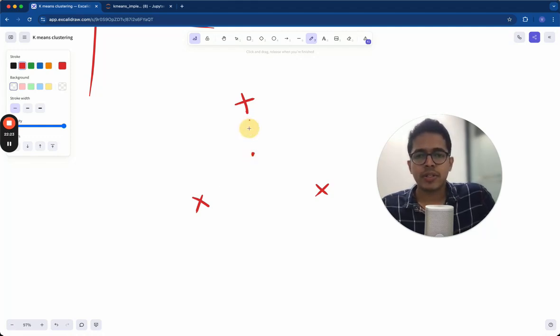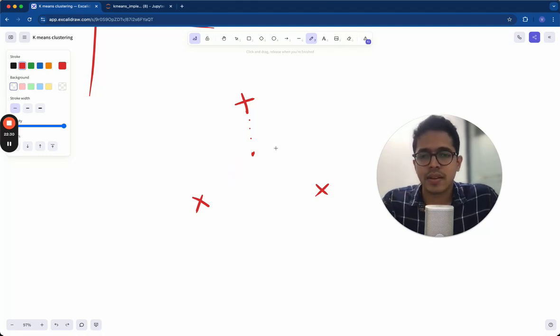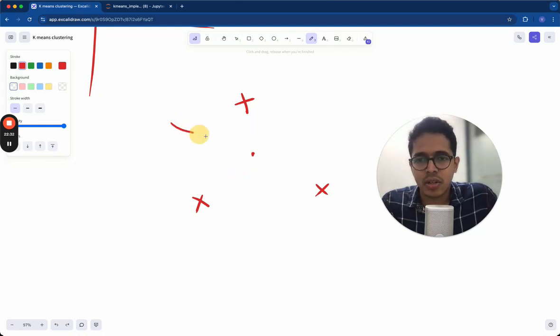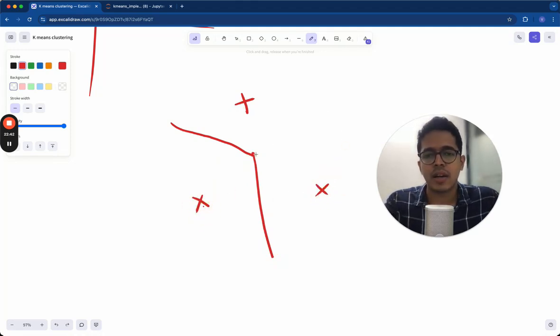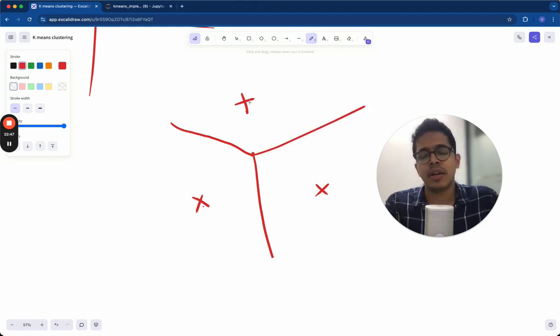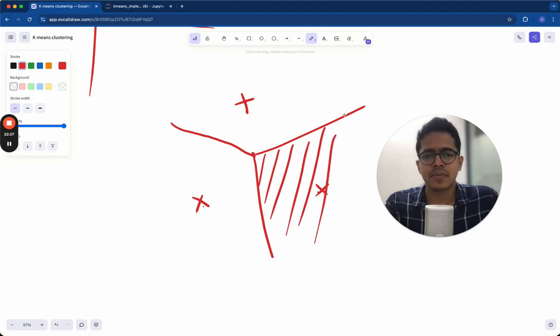Now, all the points over here, and all the points, oh, sorry, not like that. All the points along this line will be on the boundary between this centroid and this centroid. All the points along this line will be on the boundary between this centroid and this centroid. And all the points along this line will be on the boundary between this centroid and this centroid. So the cluster in which this is the center will look like this. So the boundary will look like this.